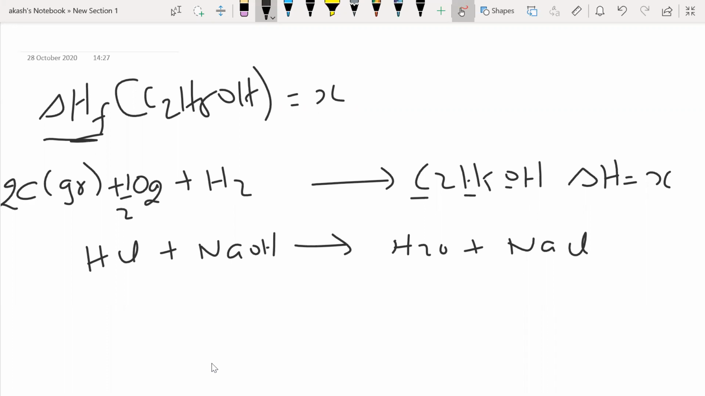Right. So next is enthalpy of combustion. Enthalpy of combustion is denoted by the representation delta Hc. Okay. So write enthalpy of combustion. I'm going to give you the definition. Please take it down.